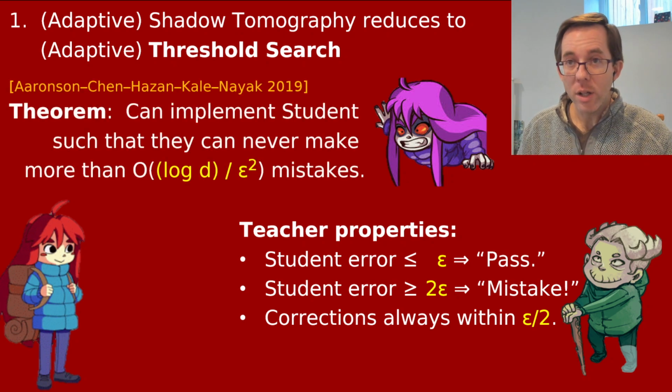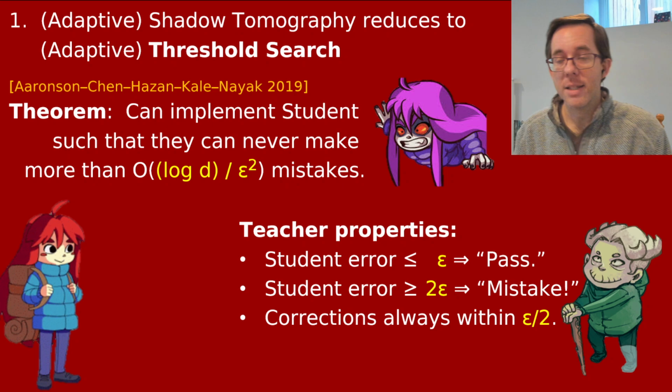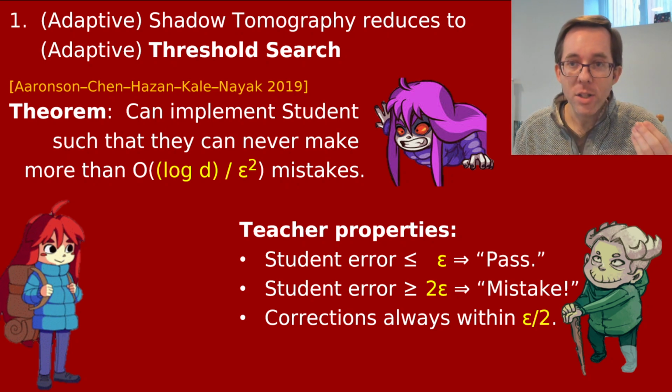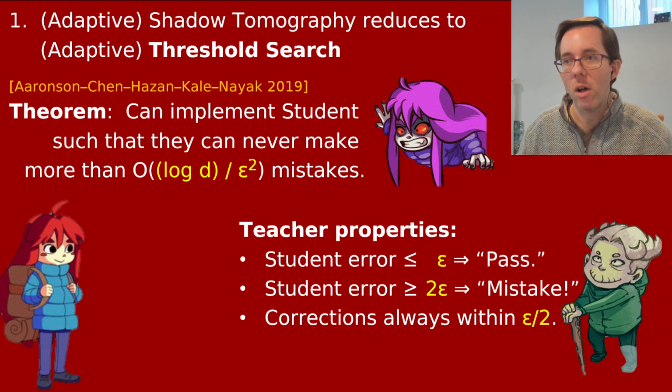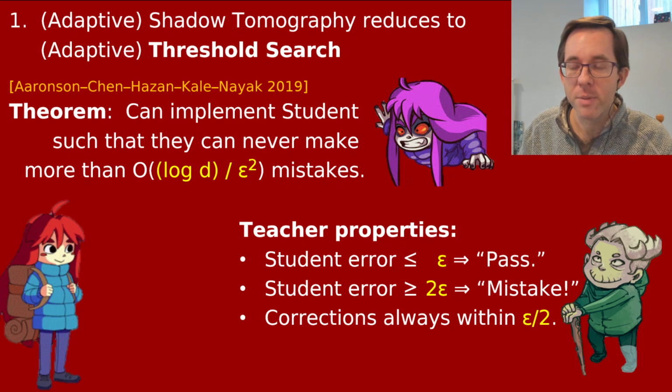And now the result of Aronson, Chen, Hazan, Kale, and Nayak says that there is a strategy for the student, a strategy the student could implement, such that they never make more than order log d over epsilon squared mistakes, no matter how long the game goes on for. As long as this teacher property holds, the student can achieve this small number of mistakes that doesn't depend on m.